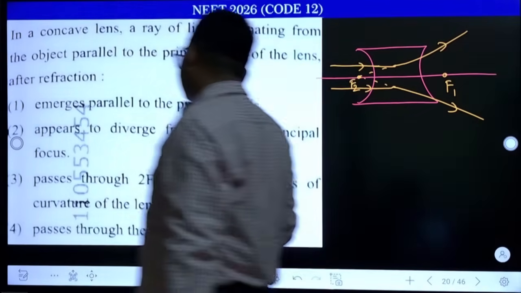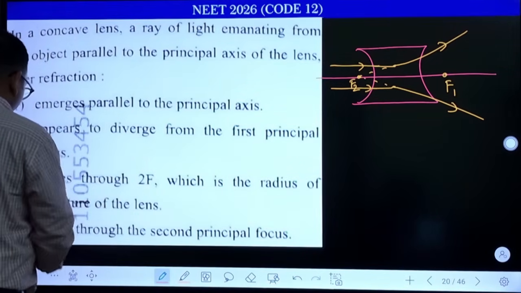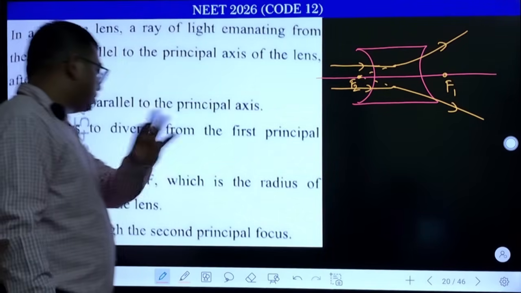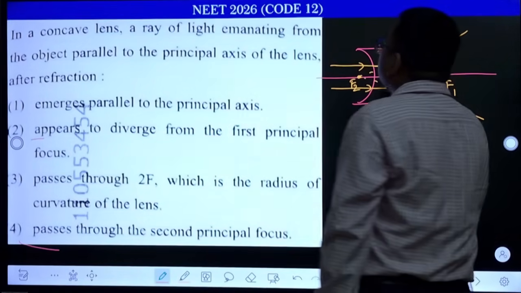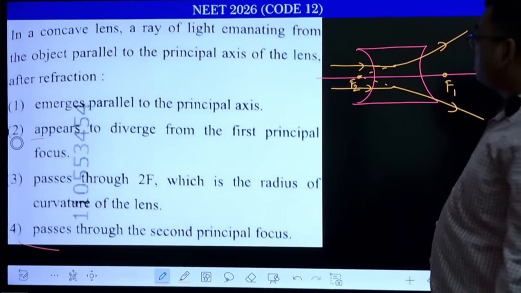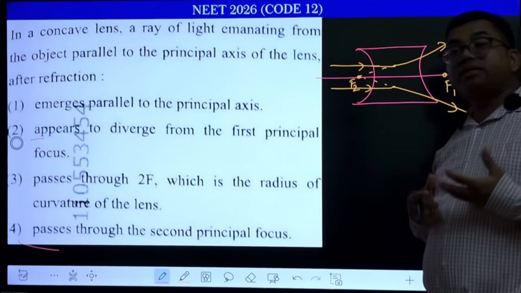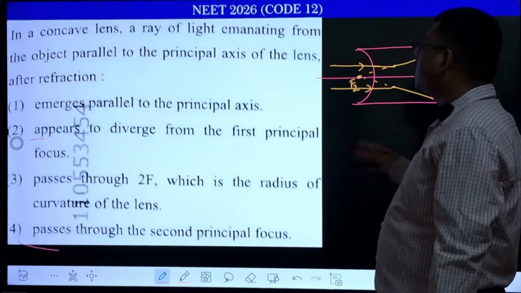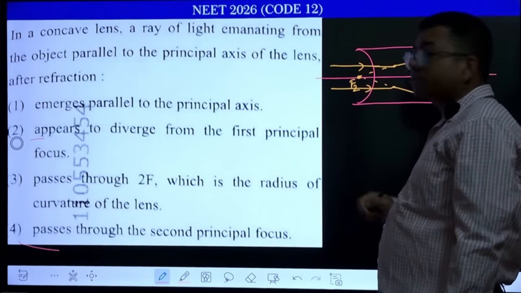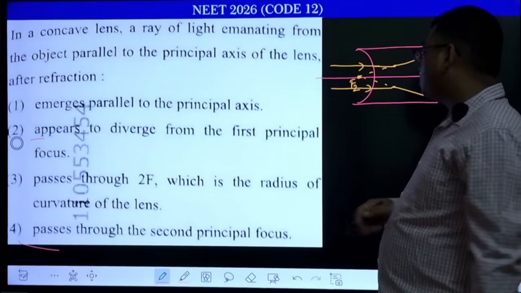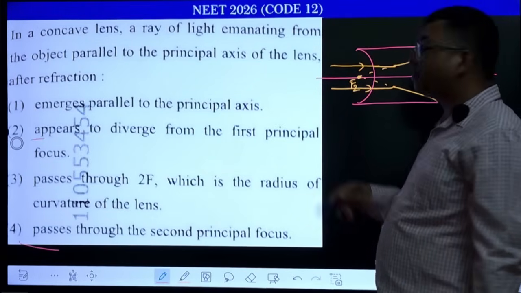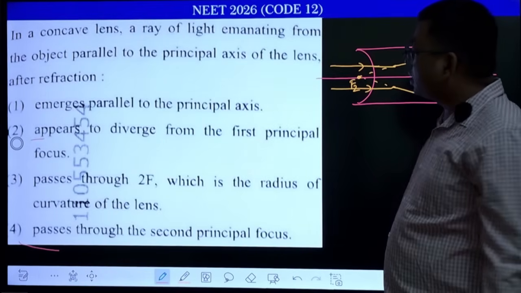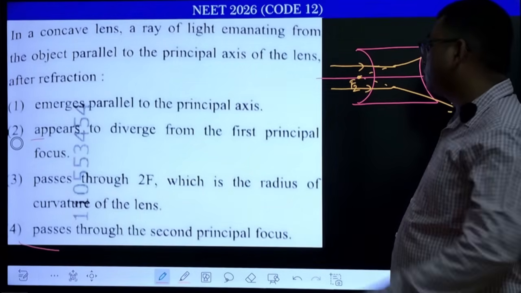There is a confusion in the marking of option 2 and option 4. Now which one can we take? Passes through the second principal focus, definitely doesn't pass, because these rays are parallel and it is diverging. So here NTA has created a confusion, I think, in this question. Appears to diverge from the first principal focus. No, it appears to diverge from the second principal focus. Okay, passes through the second principal focus. No, it appears to pass through the second principal focus when extended backward. So there will be definitely a confusion in option 2 and option 4.